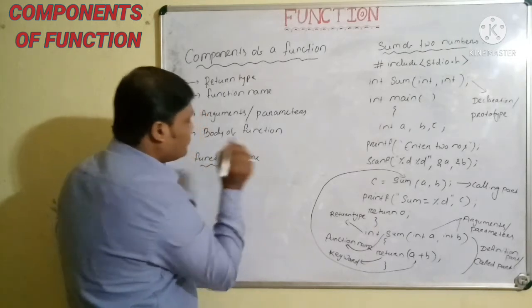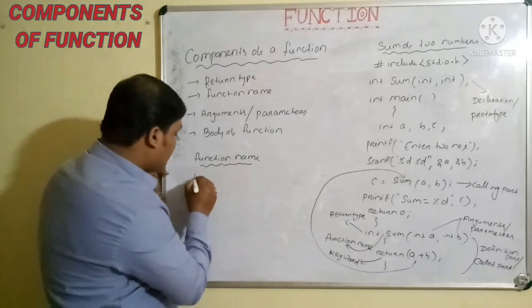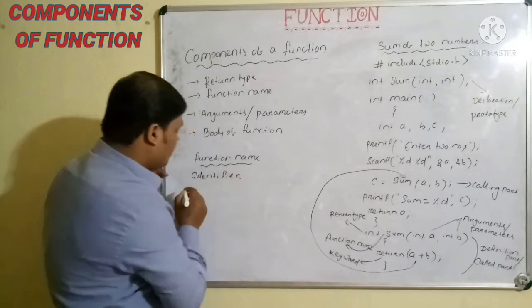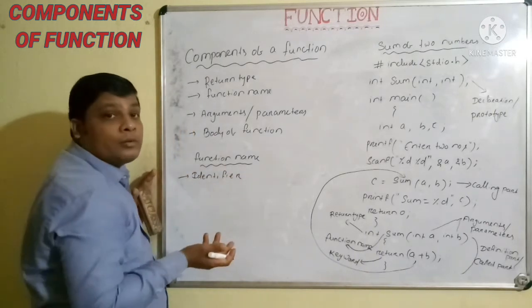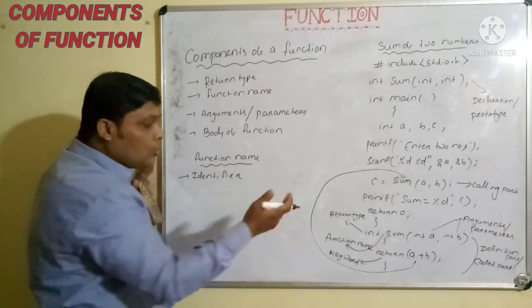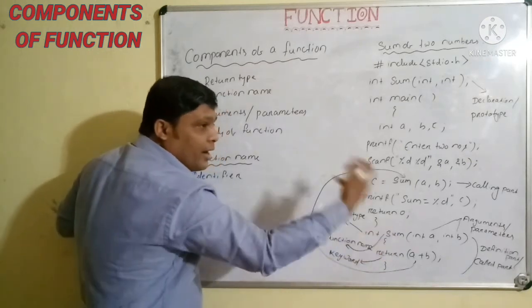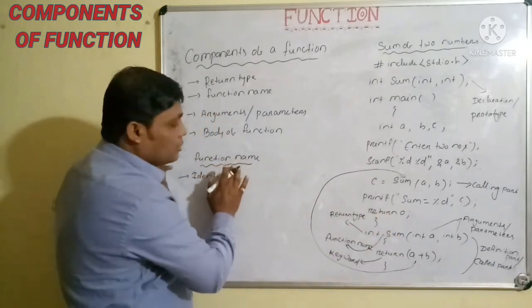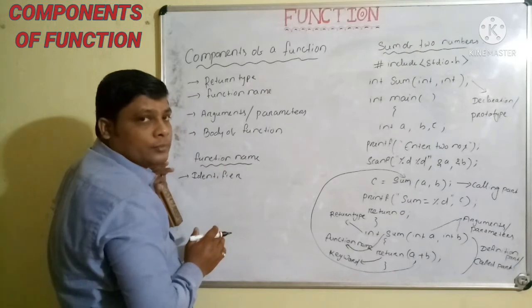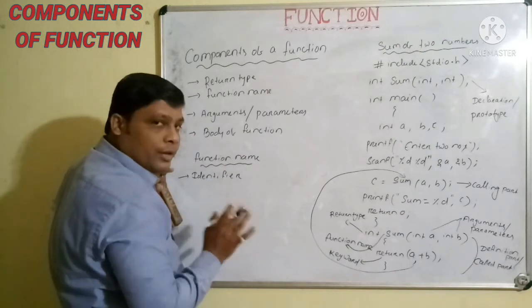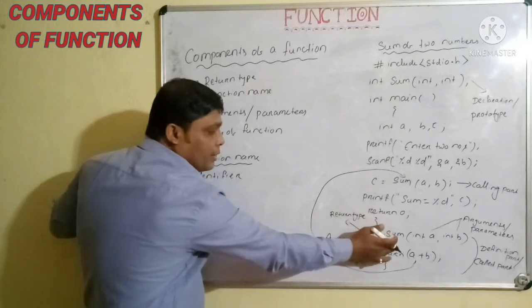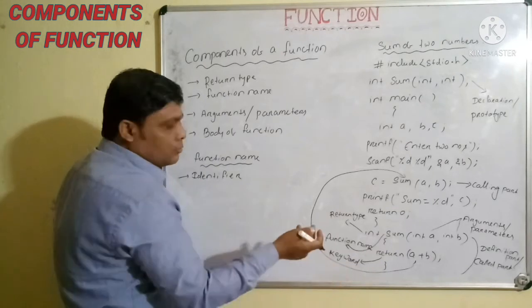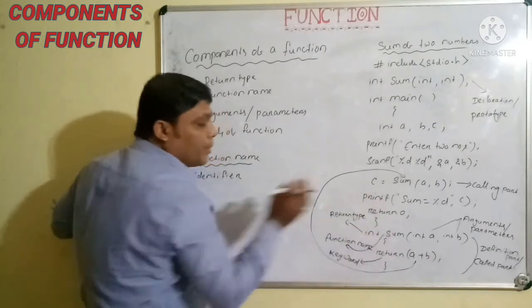What is a function name? It's an identifier. What is an identifier? Which identifies something. So this function name identifies the name of the function. Clear? This function is identified from its name, this sum, S-U-M. So it's an identifier, any name. So it will follow the rules of identifier.